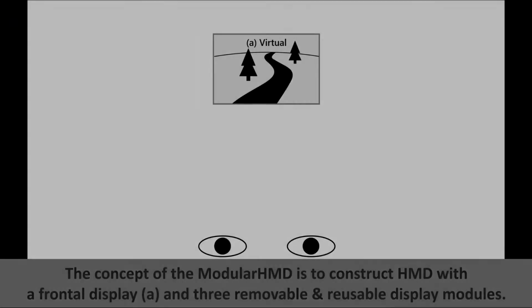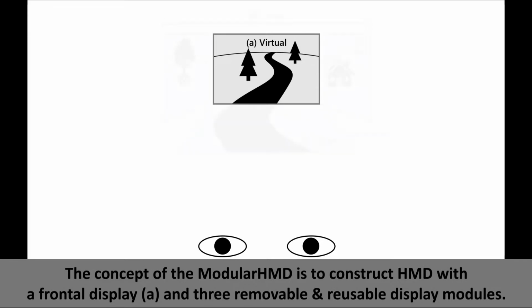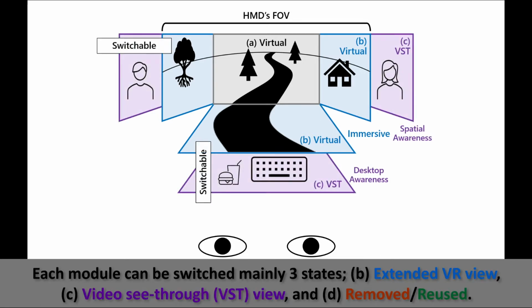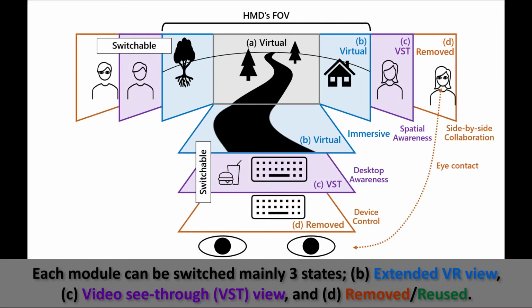The concept of the modular HMD is to construct HMD with a frontal display and 3 removable and reusable display modules. Each module can be switched mainly between 3 states: extended VR view, video see-through view, and removed and reused.